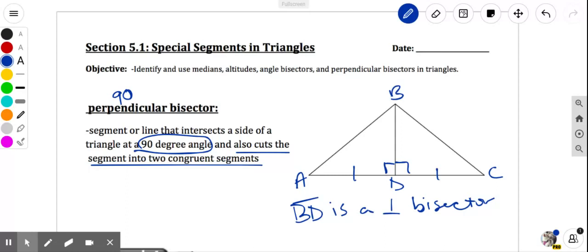So every triangle can have 3 perpendicular bisectors. You could have one on each side. I'm not going to draw them all in here, but next week we're going to talk about what happens when you have all 3 of them drawn in.